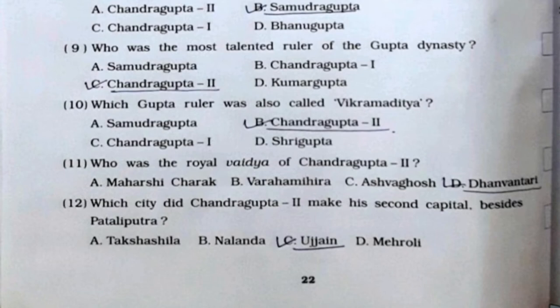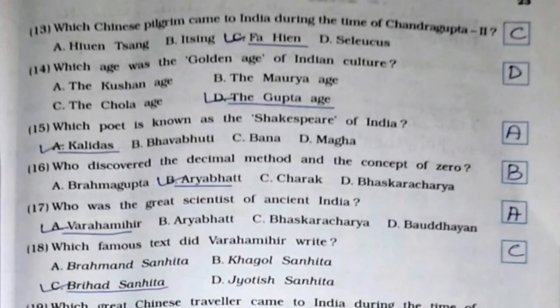12th one, which city did Chandragupta II make his second capital besides Patliputra? It's option number C, Ujjain. 13th one, which Chinese pilgrim came to India during the time of Chandragupta II? It's option number C, Fa Hein. 14th one, which age was the golden age of Indian culture? It's option number D, the Gupta Age.